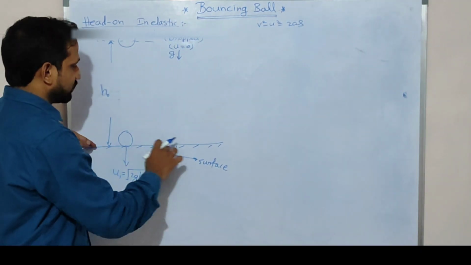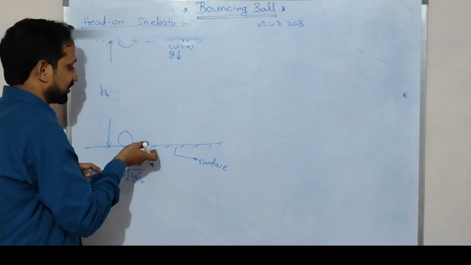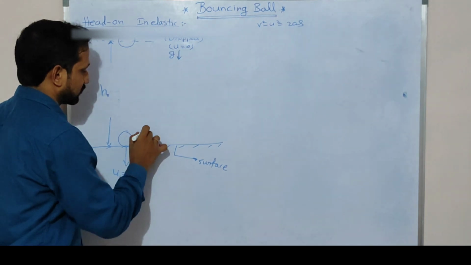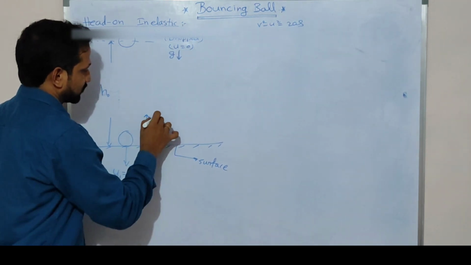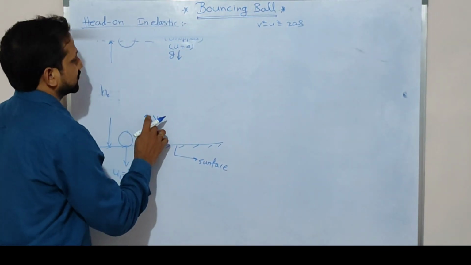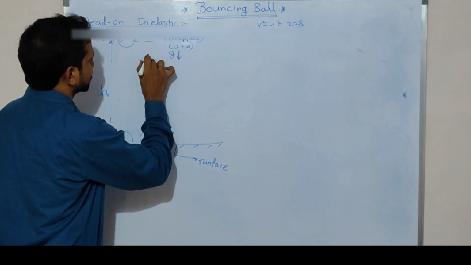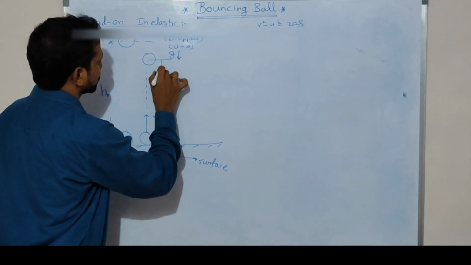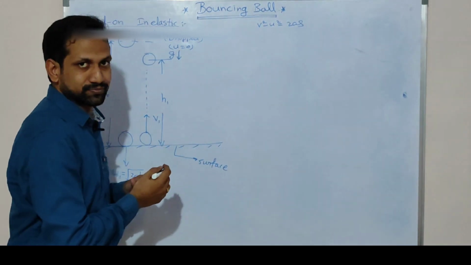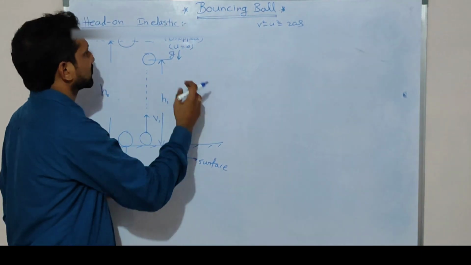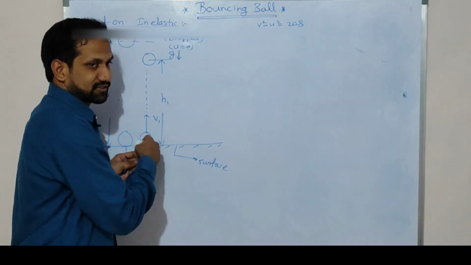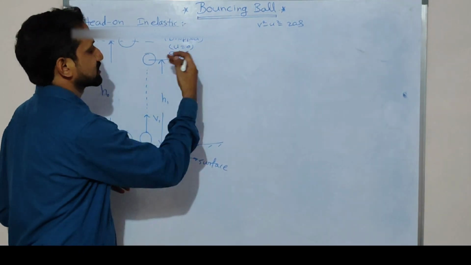Because of the impact with the surface, it will regain some velocity in the upward direction. After impact, it will move upward with some velocity v1 that we need to find here. With the help of this v1, it can go up to a certain height, say h1 meters. Sometimes they will ask you to find the h1 value. Otherwise it will come back again and hit the ground with the same speed v1, and after the second impact it will bounce back again and may reach h2.